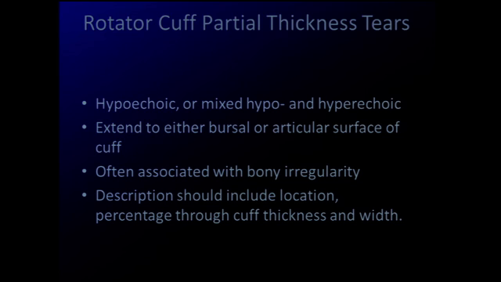And the tear may be either on the bursal side, which is more superficial, or on the articular side of the cuff. This is often associated with underlying bony irregularity, as with the full thickness tears. And when describing this in your report, you should include the location, for example, which tendon is involved. Is it the anterior or the superior portion of the tendon? The percentage through the cuff thickness, whether it's 50% through the cuff or less than 50% or 25%, and then the width of the tendon that is involved.